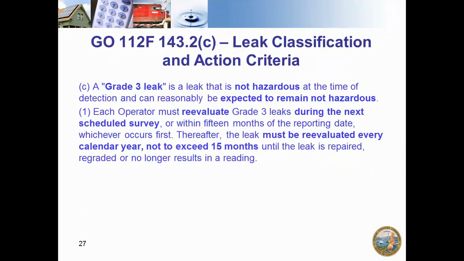Grade 3 leaks are not hazardous and are not expected to become hazardous. They must be reevaluated during the next scheduled survey, whenever that would be, or every calendar year not to exceed 15 months. So if your next scheduled leak survey is 5 years out, you still have to examine your grade 3 leaks once every year until you've repaired them. Or it no longer needs repair due to you not getting readings off of that location.